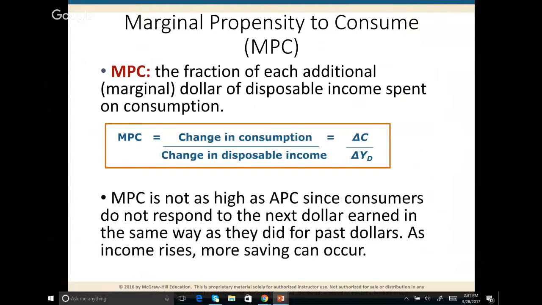All right, so next is called MPC. So MPC, that's your marginal propensity to consume. So marginal propensity to consume is the change in your consumption over the change in your disposable income. And it's very similar to your average. So marginal, just the change at different level.